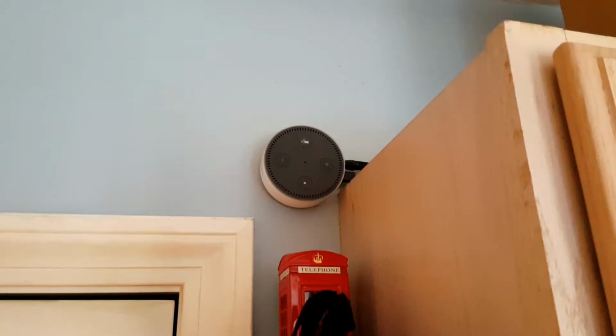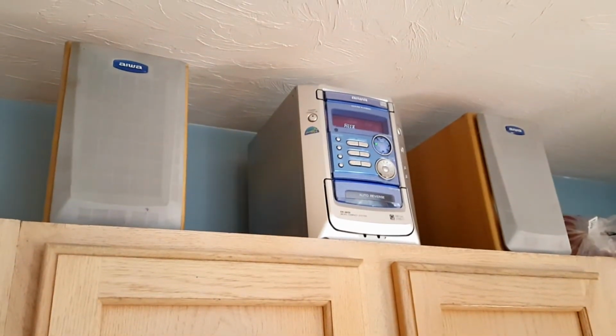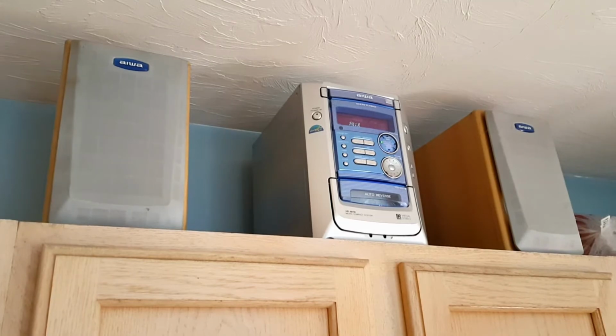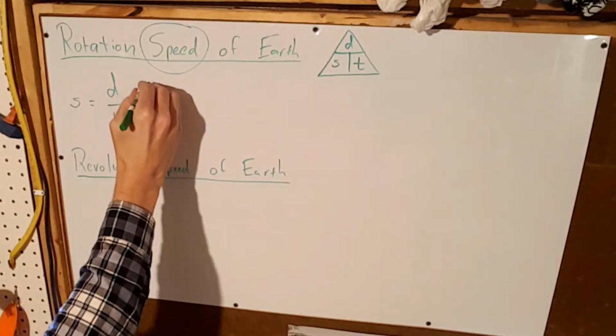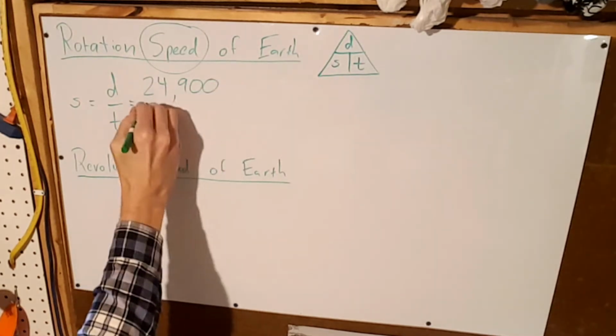So, Alexa, what is the circumference of the Earth? Earth's equatorial circumference is 24,900 miles. So according to Alexa, the distance around the equator is 24,900 miles.